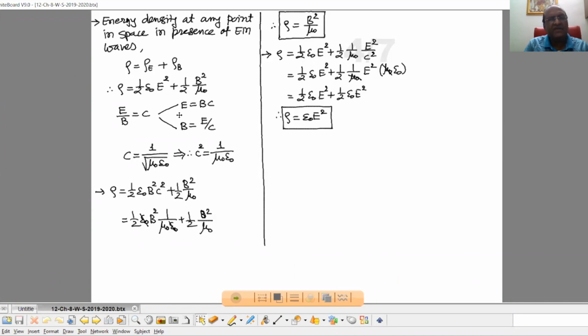So from this we can write E equal to BC, or B equal to E by C. As well as we discussed C is equal to 1 upon under root mu 0 epsilon 0. Therefore, C square equals 1 upon mu 0 epsilon 0. Okay. Now we can derive the equation of energy density exclusively in terms of electric field as well as magnetic field.